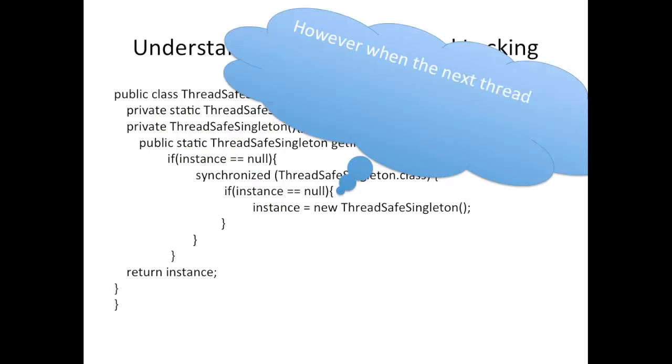Now when the second thread enters, it will be prevented from entering further due to the double null check, because when the first thread exits, at this point of time the instance is not equal to null. So the second thread is prevented from entering the second if condition.